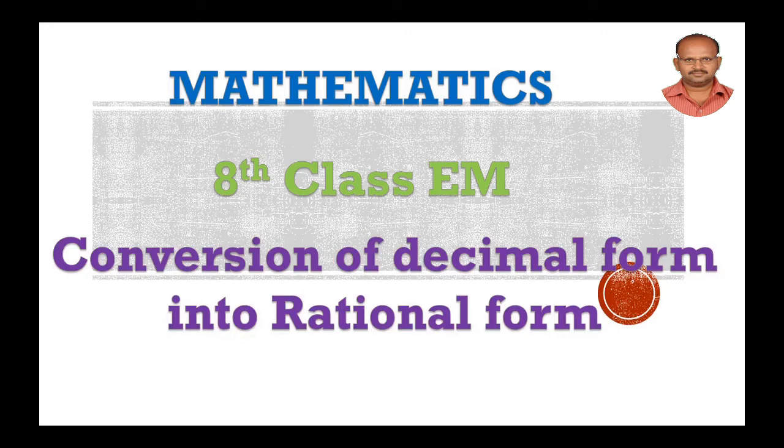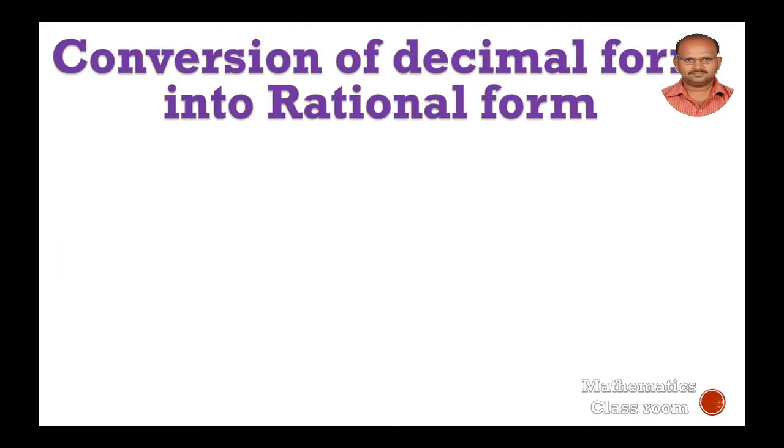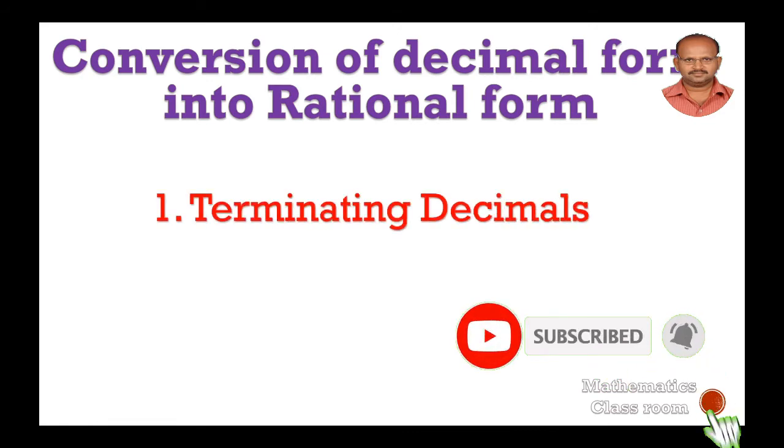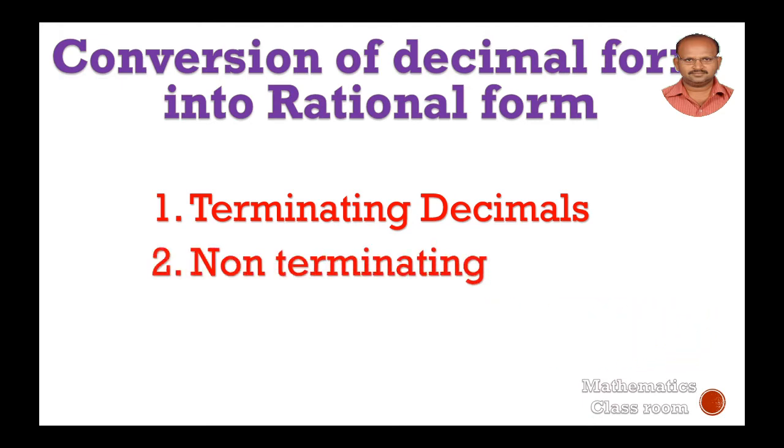Good morning, children. Today we are going to learn conversion of decimal form into rational form. There are two types of decimals. Number one is terminating decimals, second one is non-terminating recurring decimals.